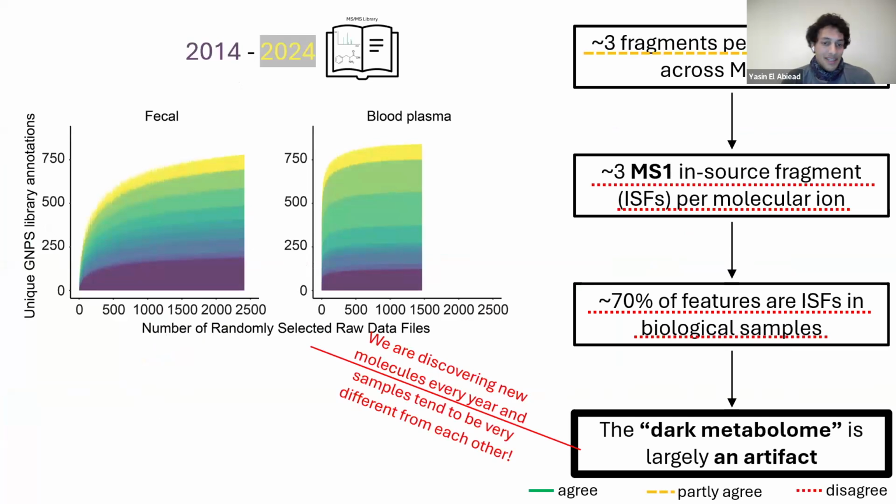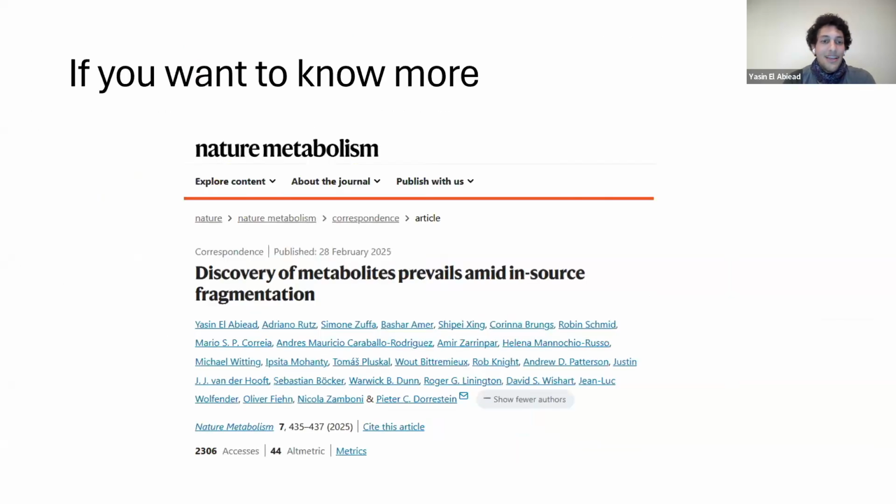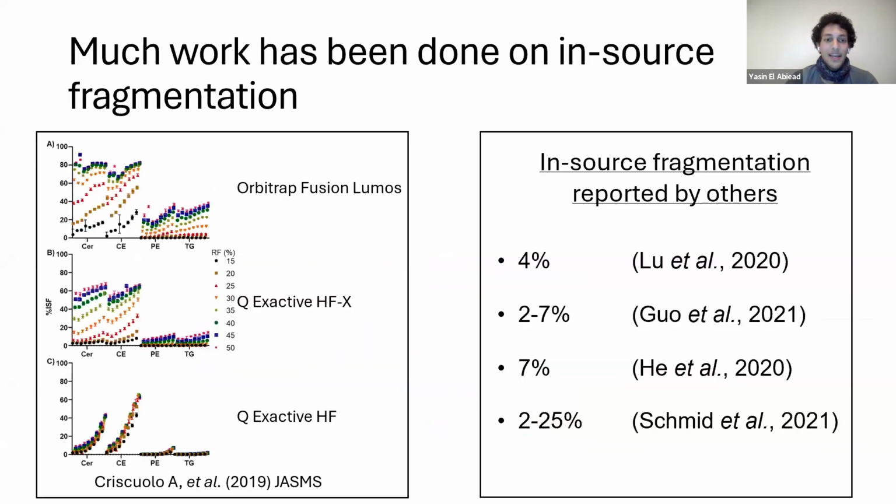So overall, this is why we disagree with the statement that the dark metabolome is largely an artifact. We think that just looking at how much is discovered in every consecutive year, and also even looking at an individual data set like this NIST reference material, you can see that there's still a lot to be discovered. And this is why we really disagree with this particular statement. If you want to know more, as I already mentioned, you can look at this paper. I also really recommend the GitHub repositories associated with this paper, because much of the methods is actually in these GitHub repositories.